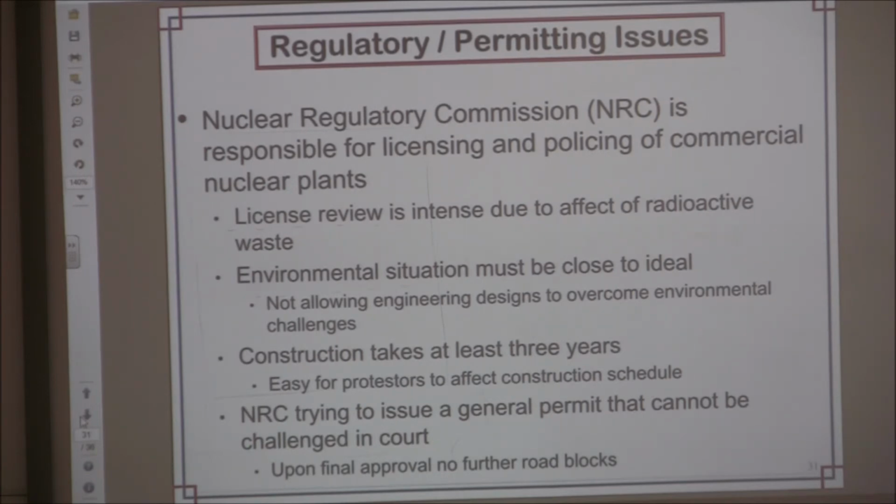It takes a long time, at least 3 years, and protesters can try to shut it down. They can go to court, see if they can get a restraining order preventing you from continuing on. The NRC is trying to issue a general permit, but the NRC is allowed by the legislative body. The court is separate. So just because the NRC says you can't challenge that doesn't mean the court has to agree with that. So will this ever happen? Who knows? It would be nice because that would prevent any further roadblocks.